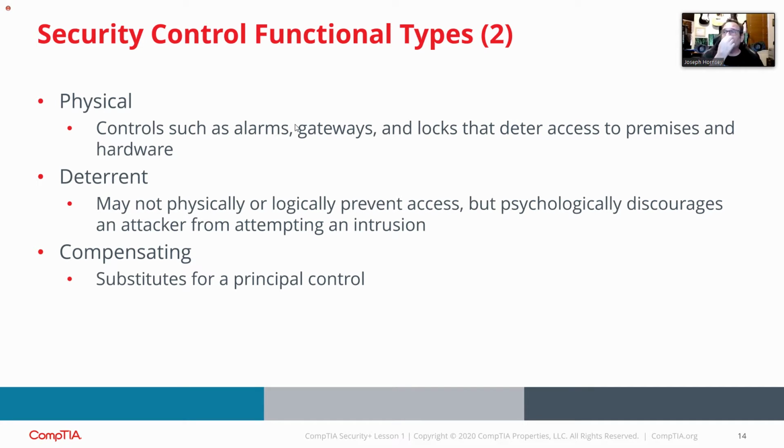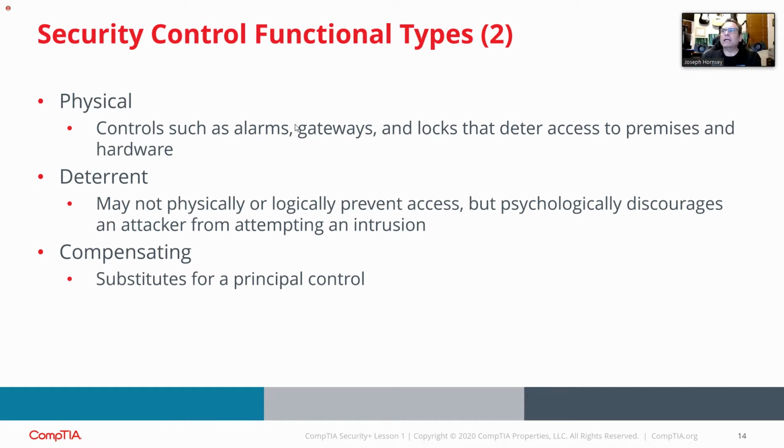But deterrents are a sign. One of the most effective things that people do is they put a sign on their window that says protected by ADT or whatever security company. Having that sign up on the window is a psychological deterrent. It's a deterrent for intrusion, and that's the kind of control that would be.